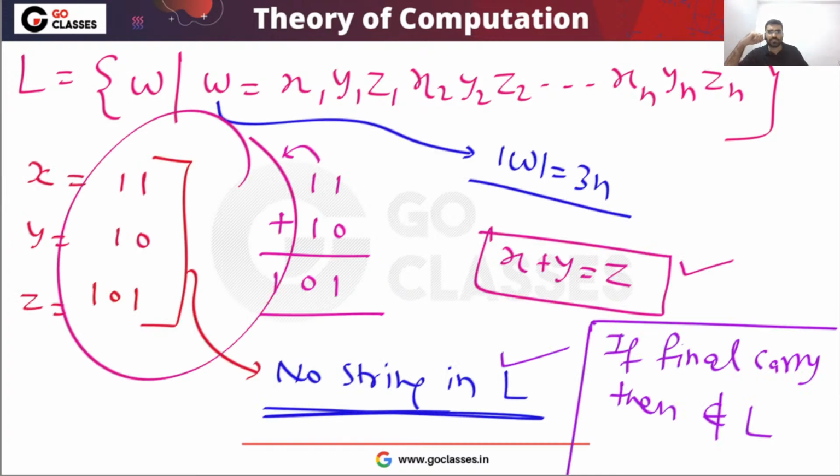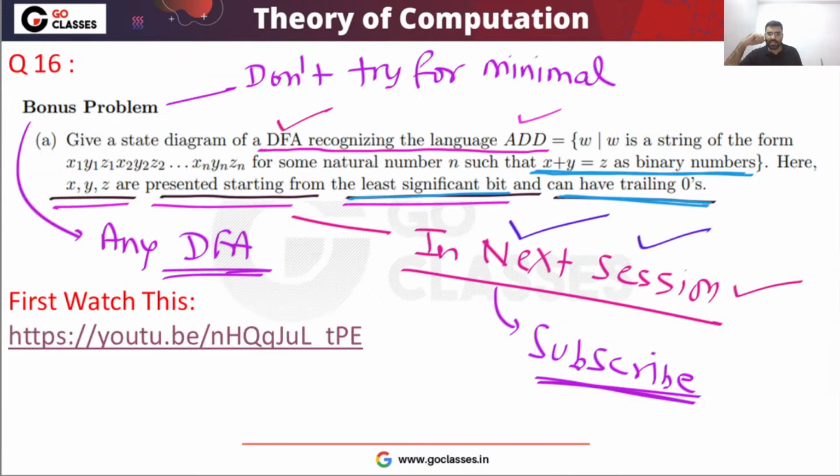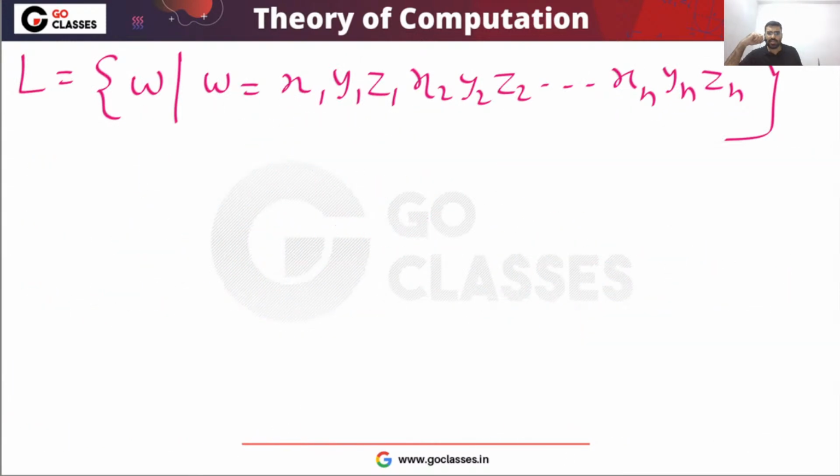So how to handle this? If I want to do their addition in this language, then what to do? Put a 0. Yes, very good. Prepend a 0. Remember, the question is saying it can have trailing zeros. So the question is saying that you can put extra zeros. Now you can do it like this.